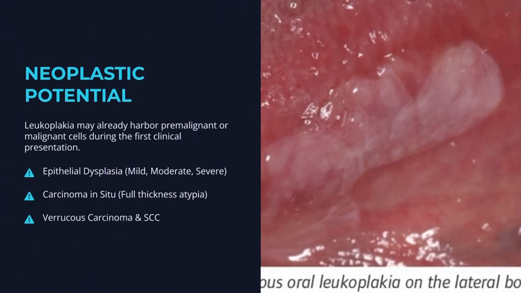Now moving to the neoplastic causes. Now comes the high-yield part. Some leukoplakic lesions may actually contain pre-malignant or malignant changes. These include epithelial dysplasia, carcinoma in situ, squamous cell carcinoma, and verrucous carcinoma. So remember this important line for exams: leukoplakia is not always benign. In some patients, it may already represent oral cancer.